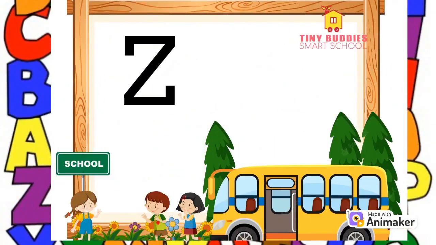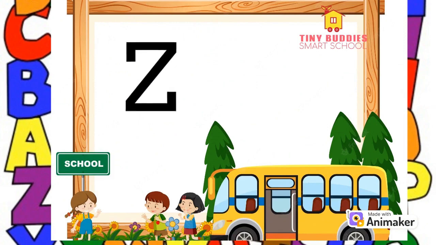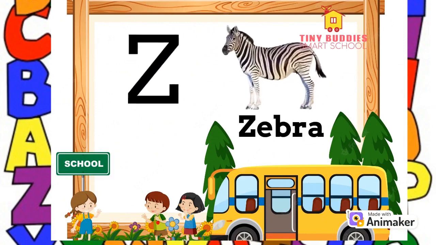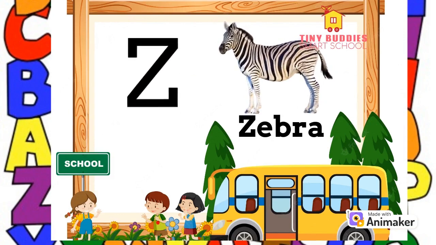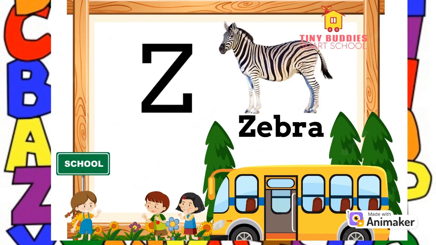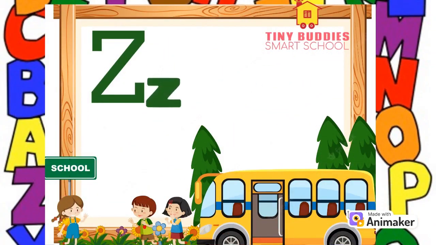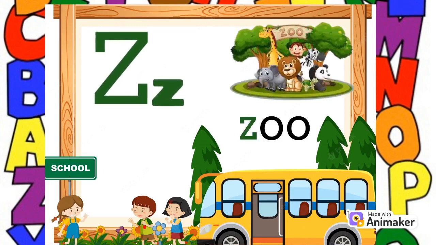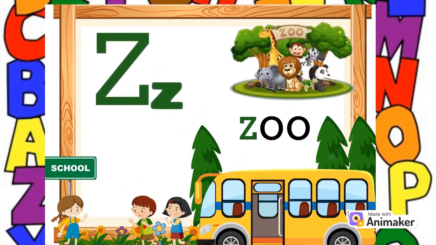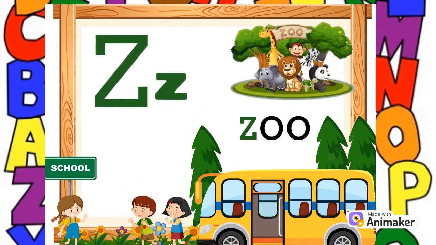Z capital Z. Z for zebra. Z E B R A zebra. Z for zebra. Z capital Z small z. Z for zoo. Z O O zoo. Z for zoo.